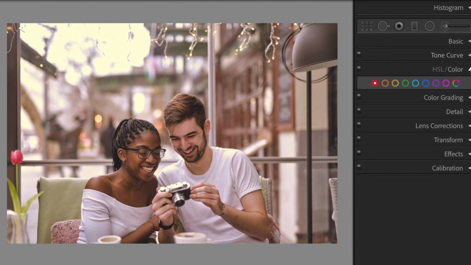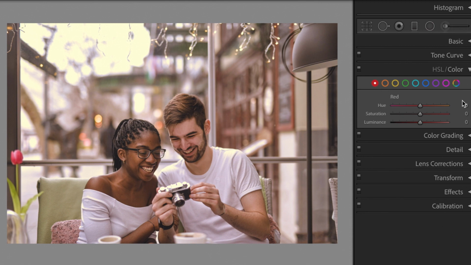Open the HSL section. Red. Saturation, minus 10. Luminance, minus 10. Orange. Saturation, minus 30. Luminance, plus 15.